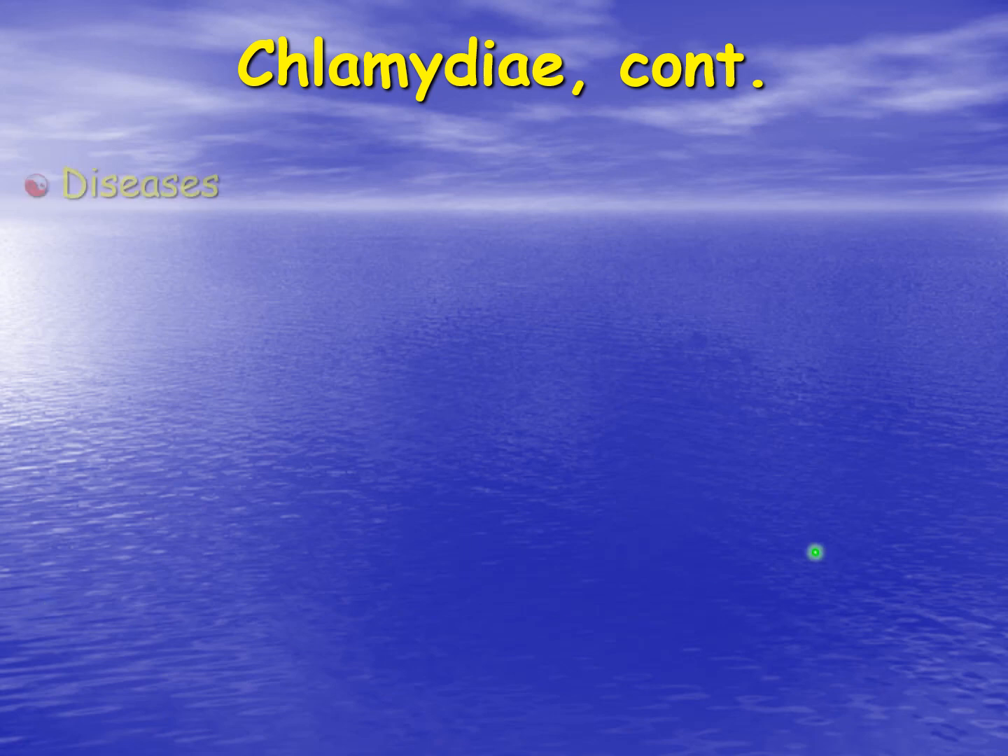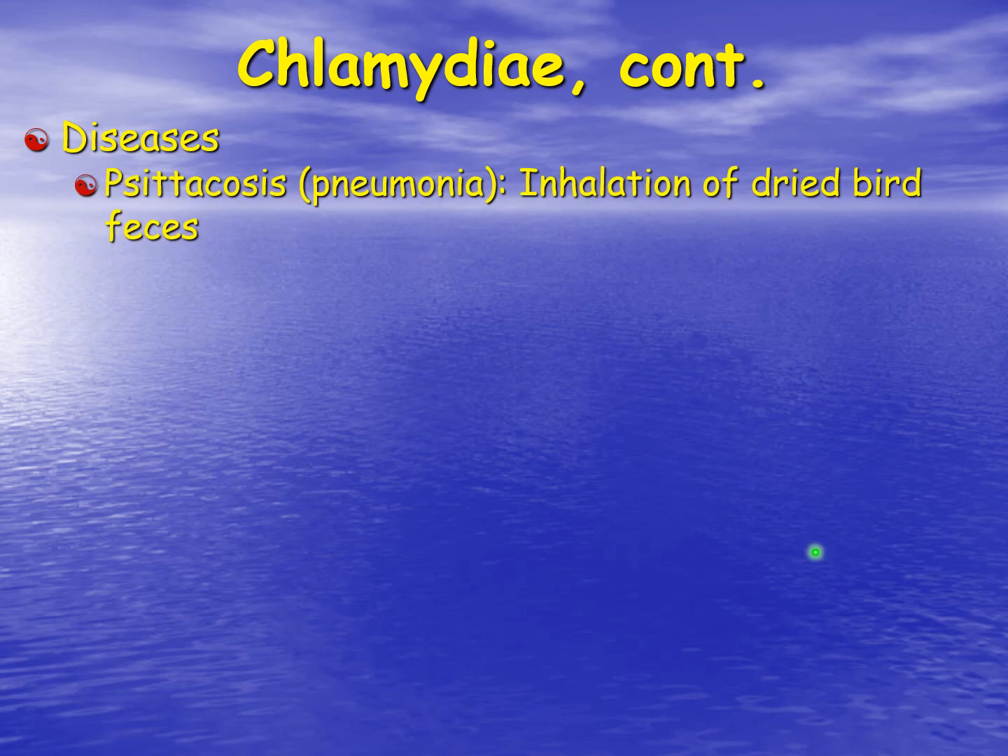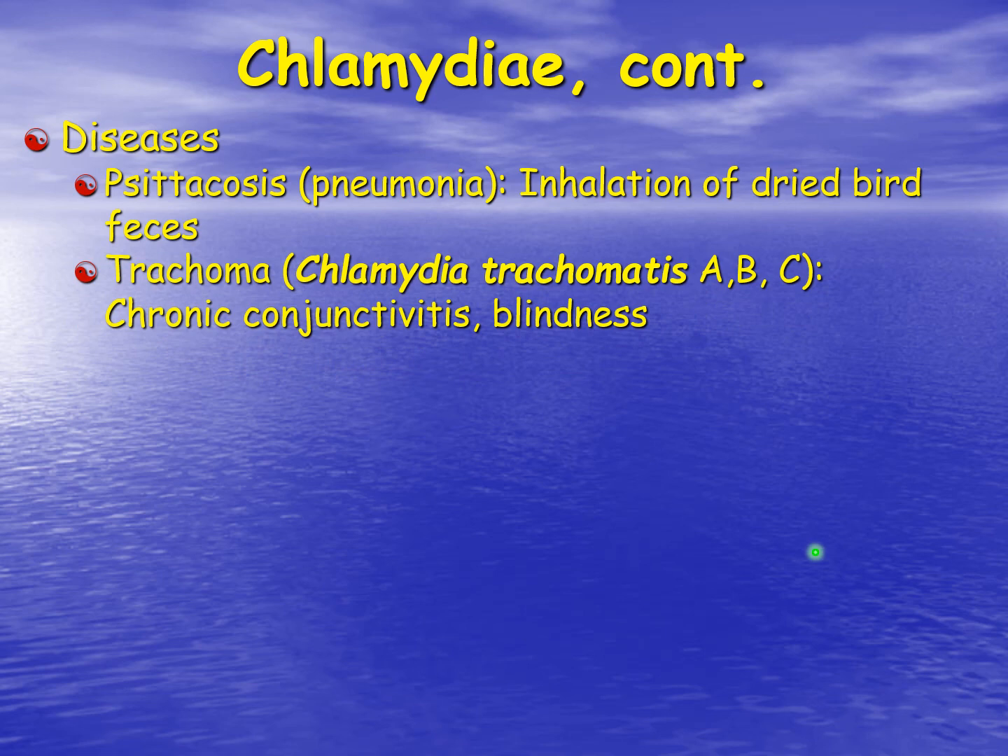Chlamydia cause a number of different diseases, one of which is called psittacosis, a pneumonia caused by certain chlamydial bacteria. This is passed in the feces of birds, so it is acquired by inhalation of dried bird feces. Sometimes we see this in people that have a number of birds within their house. Trachoma is a chronic conjunctivitis in the conjunctiva of the eyes. It can be caused by Chlamydia trachomatis A, B, and C. This can eventually even result in blindness.